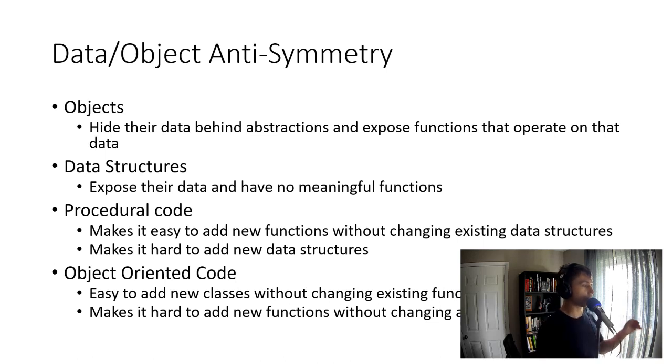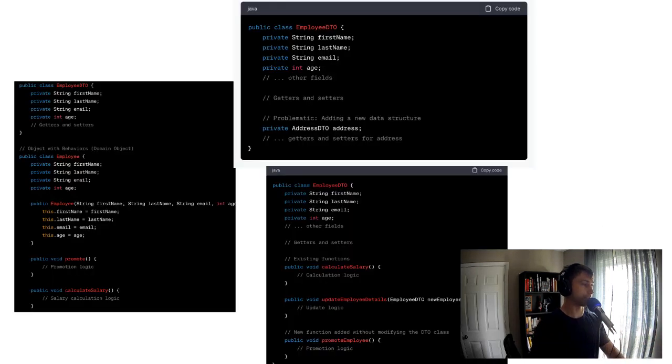In the procedural code, it's flopped. You can add the new functions. It's going to be hard to add the new data structures without changing the functions.